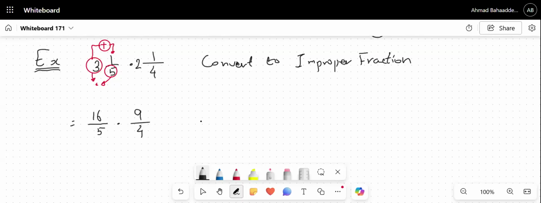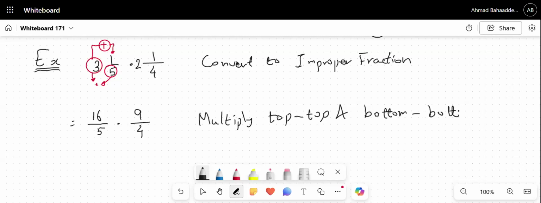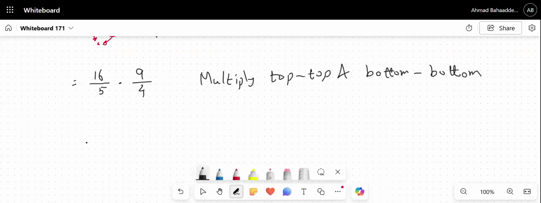So what do we do? Multiply. Multiply top, top, and bottom, bottom. Do you see that, guys? So we are going to do that easily. We multiply the top with the top, the bottom with the bottom. So 16 times 9 is going to be 144, and 5 times 4 is going to be 20.